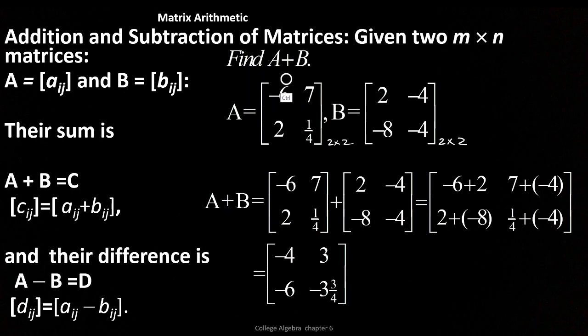Entries. So to add these two, just add -6 to 2, 7 to -4, 2 to -8, 1/4 to -4. And we get that. So this matrix, you could call it C. C is the sum of A and B. We could also subtract them. So if it's subtraction, just subtract the corresponding entries. Okay, so it's very easy to add and subtract matrices. They have to have the same dimensions, otherwise we can't add or subtract them.